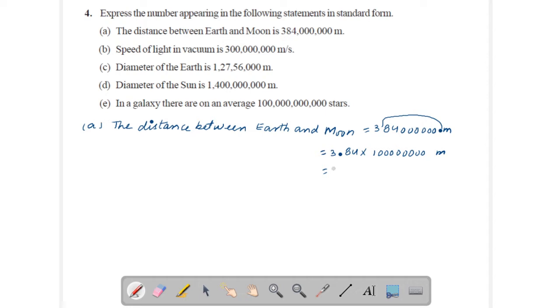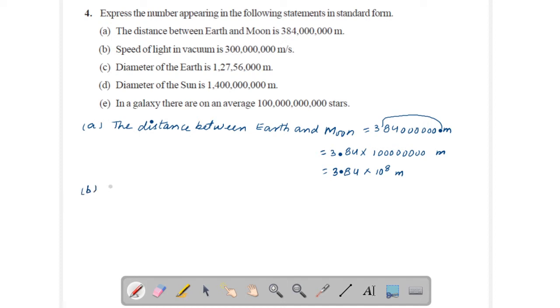Now this can be written as 3.84 into 10 raised power. How many zeros are there? 8. The 10 raised power 8 meter. This is your standard form. So this is your answer. Now come to B part.